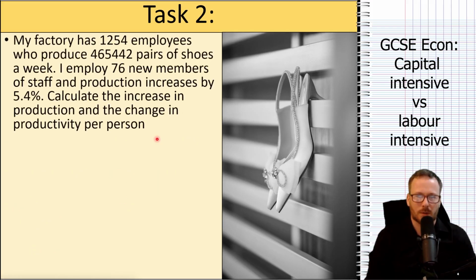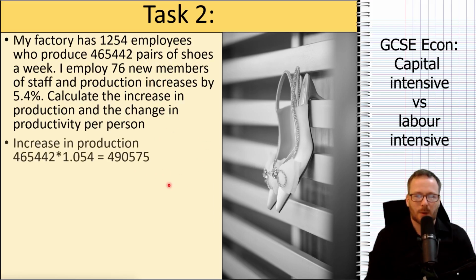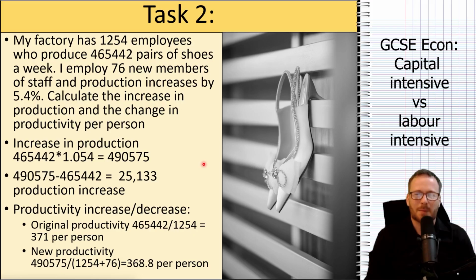What about task 2? Same concept. Can you pause it and work it out? I hope you got these numbers. I made them a little bit more complicated just so you can guarantee that you're good at this.